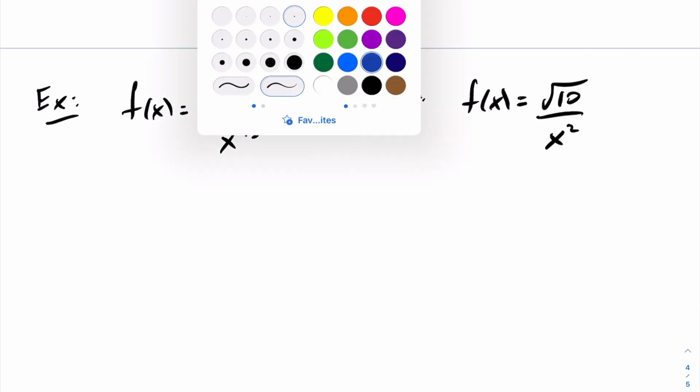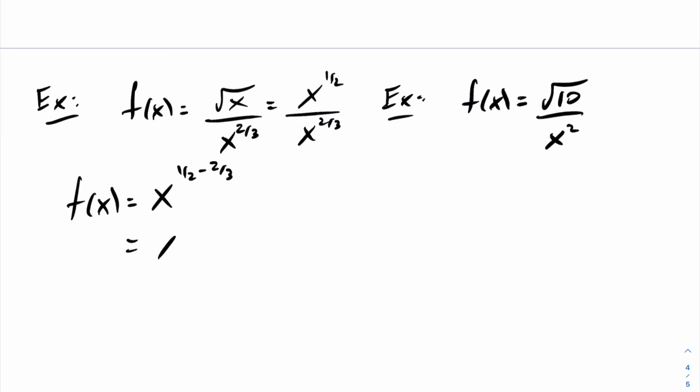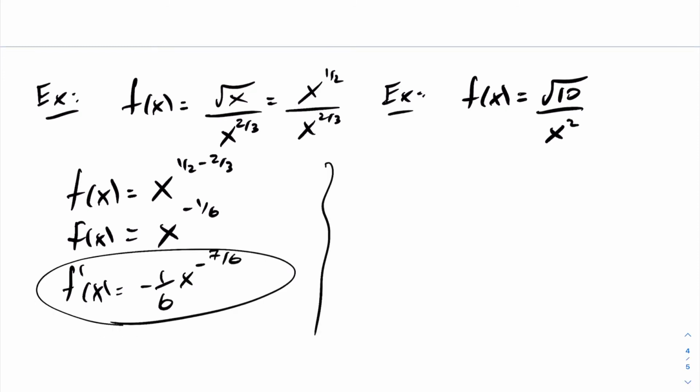Continuing on here, the same challenges. Sometimes you have to clean up your function before you take your derivative. So this is written in root form. If I write this in exponential form, this would be x to the half over x to the 2/3. So now in this question, again, I'm dividing with the same base. I can subtract the exponents. So this will be x to the 1/2 minus 2/3, which will be negative a sixth. In which case, I can go ahead and calculate f prime at x. And f prime at x, we drop down the exponent of negative 1/6, subtract 1, and we get negative 7 over 6.